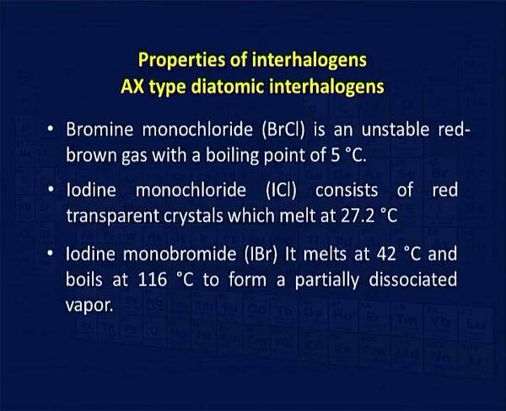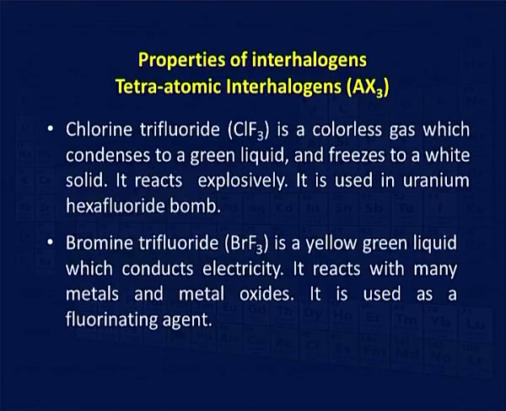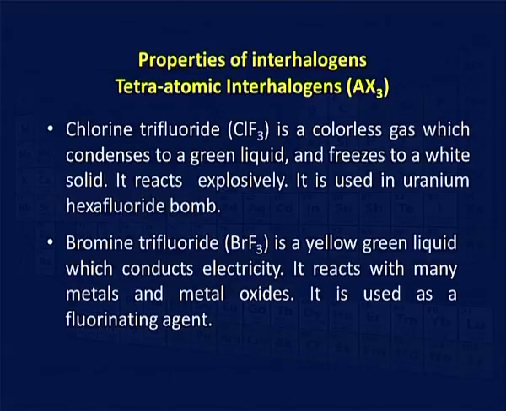Iodine monochloride consists of red transparent crystals which melt at 27.2 degrees centigrade. Iodine monobromide melts at 42 degrees centigrade and boils at 116 degrees centigrade to form a partially dissociated vapor. Chlorine trifluoride is a colorless gas. It is an AX3 type, tetraatomic interhalogen, which condenses to a green liquid and freezes to a white solid. It reacts explosively and was used in the uranium hexafluoride bomb I discussed, at the time of the First and Second World Wars.